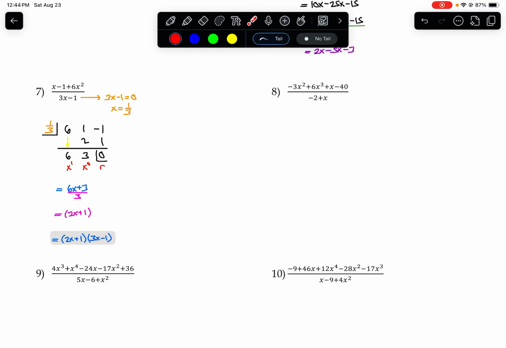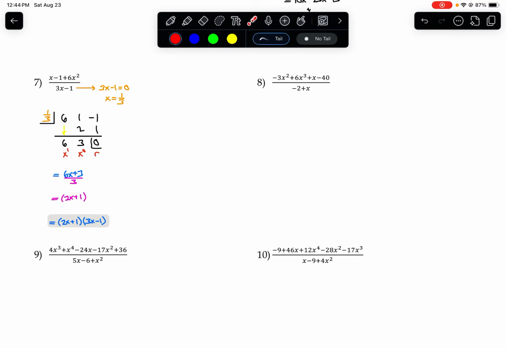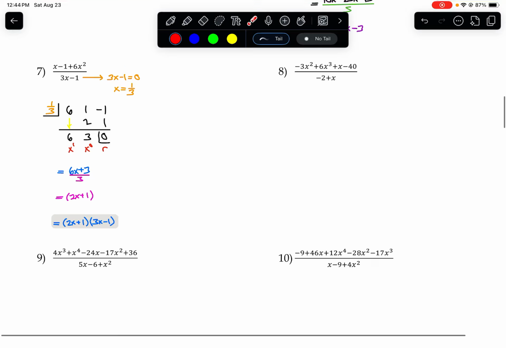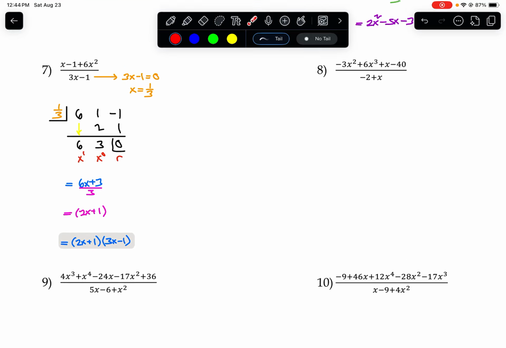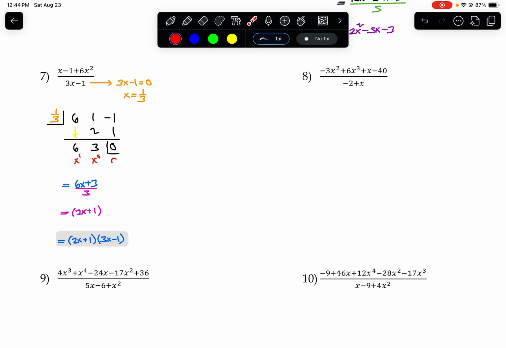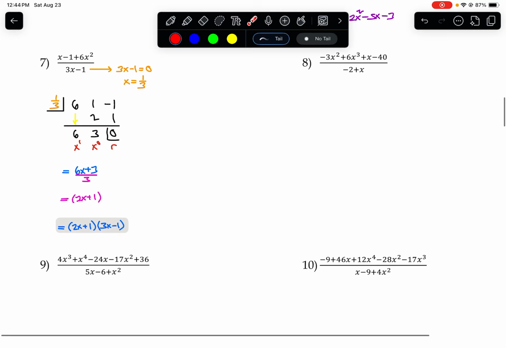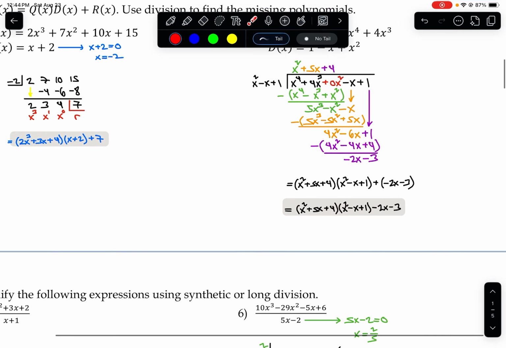Okay, and then just a few little notes about 8, 9, and 10. I'm not going to do those because you've already seen me do some long division, or synthetic also. When you get here, just, my brain stopped working. Make sure that they are written in descending order. Make sure you're accounting for any 0 coefficients when needed. I don't think any of these have 0 coefficients, just this one up here.